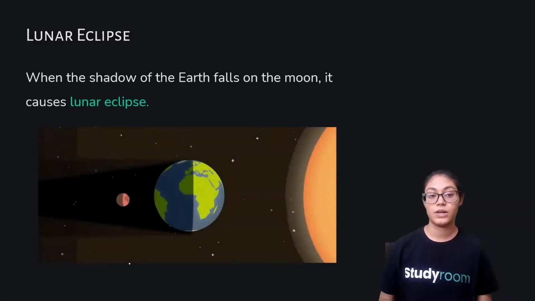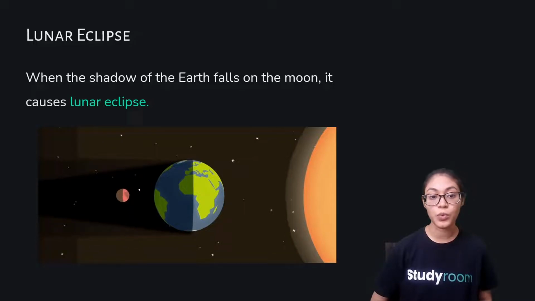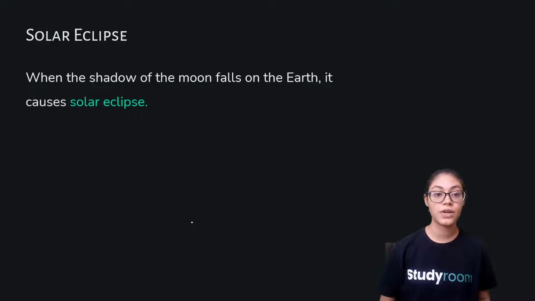Now, lunar eclipse. What exactly is a lunar eclipse? When the shadow of the Earth falls on the Moon, it causes a lunar eclipse. The Earth is between the Sun and the Moon, and the shadow of Earth falls on the Moon. So then the Moon is not visible because the sunlight from the Sun doesn't reach the Moon because of the Earth. Correct?